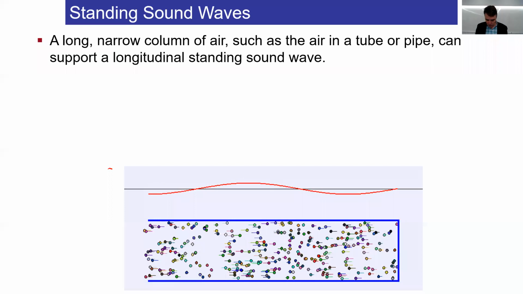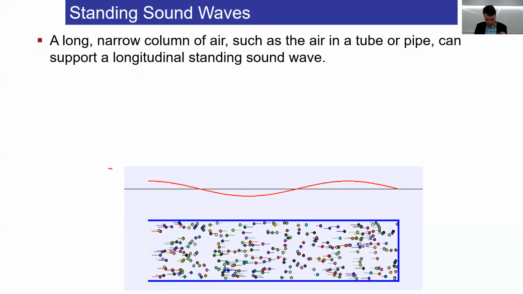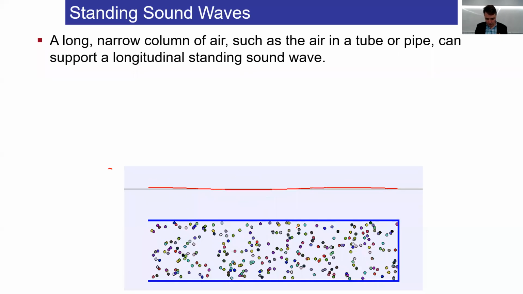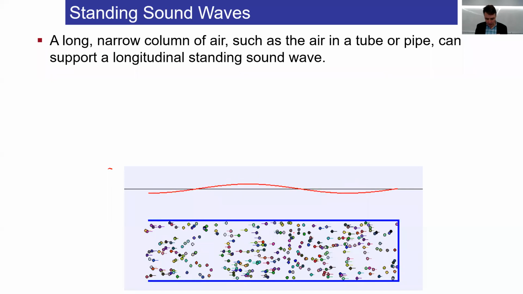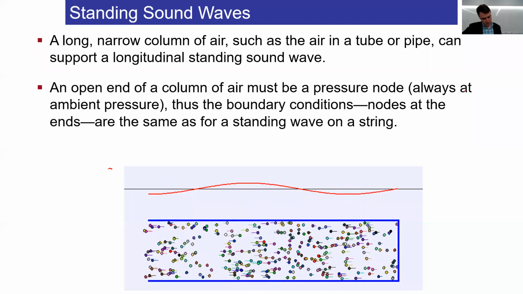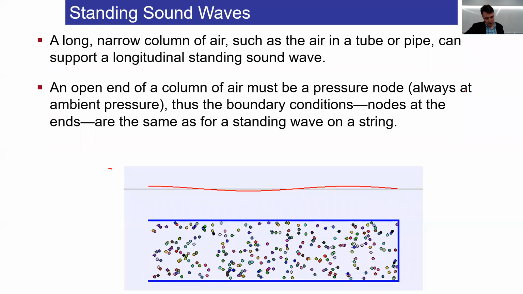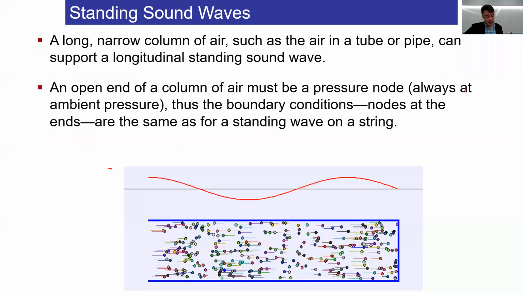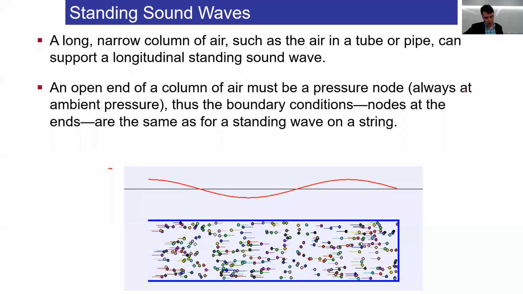air sort of swooshing back and forth here. And there are places where, and this is, I guess, the displacement of all these air particles, where the particles are getting crowded and then getting less crowded. That's an antinode of pressure. An open air column must be a pressure node because it's always at the ambient pressure.